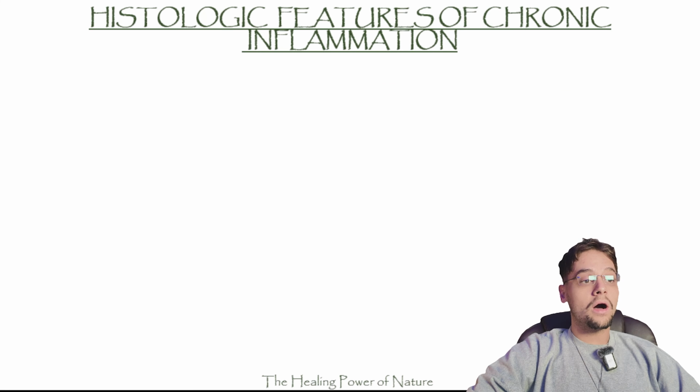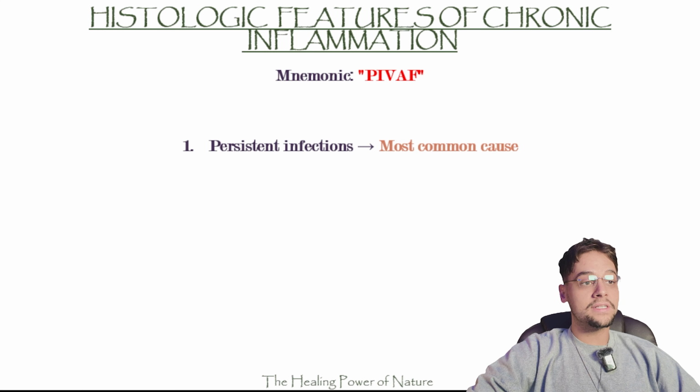So some common causes of chronic inflammation, a great mnemonic that I like to use is PIVAF or PIV-AF. PIV-AF because you're going to be PIV'd AF if you have chronic inflammation. So what does this mnemonic stand for? The causes of chronic inflammation: P for persistent infection. This is the most common cause. For an example, tuberculosis or leprosy are common examples.